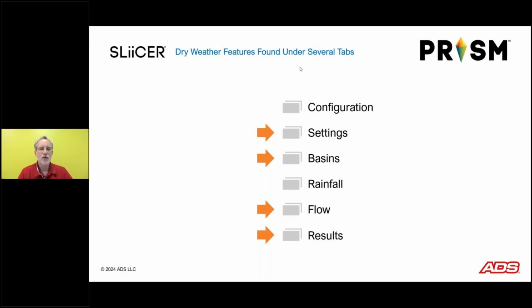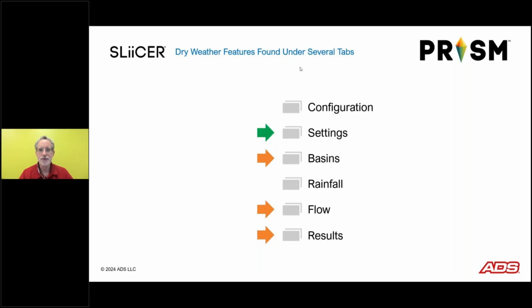And in terms of dry weather features and functionality and insight, we're going to focus on these 4 tabs that are shown here. And that's where the functionality related to dry weather features is located. So you'll find that under settings and basins, and you'll find that under the flow tab and the results tab. We're going to walk through each of these. I'm going to do some of this in slide format, and then I'm going to switch over and show you a live demo on our production system.